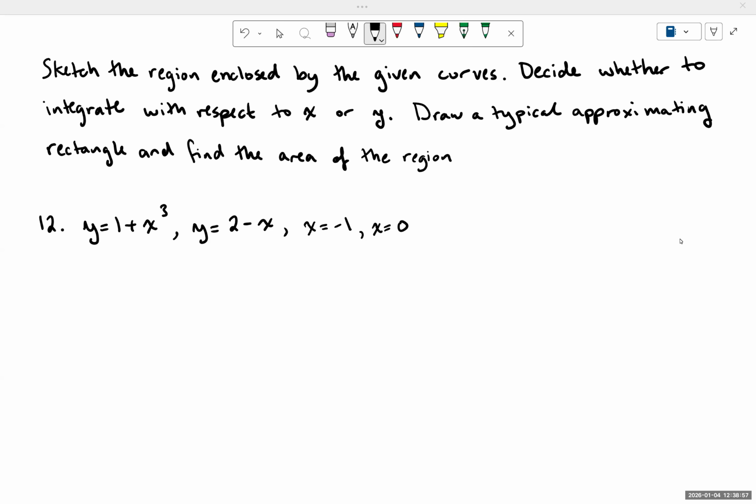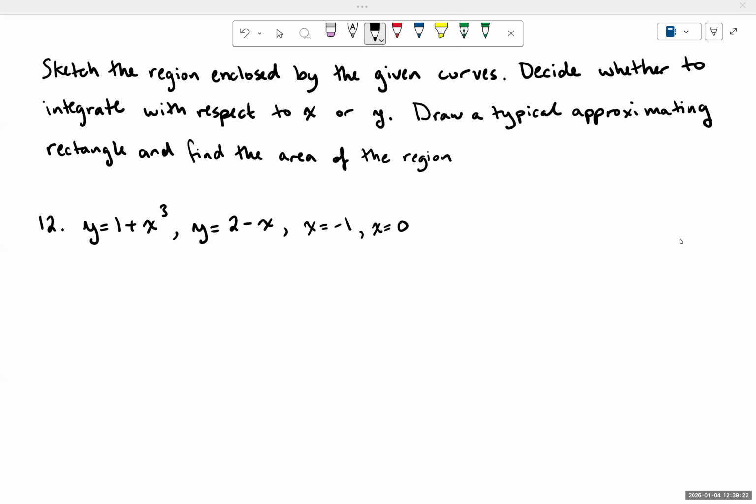The problems in section 6.1 basically all have the same instructions, and those are the instructions I've written here. You're trying to find the area of a region enclosed by curves. Sometimes they'll give you a picture, but if they don't, you really need to draw the picture. Even if they don't ask you to, you need to draw it, because otherwise you're not going to be able to figure out what you're supposed to do.